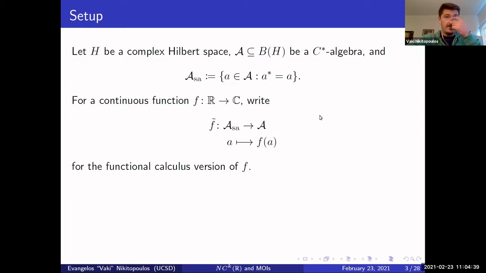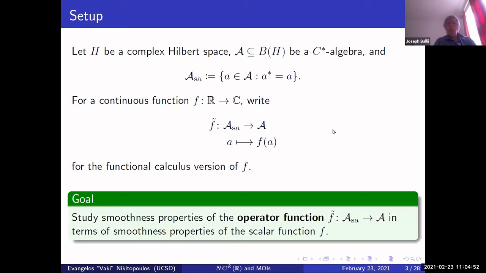Now, my co-advisors at UCSD are Bruce Driver and Todd Kemp, and they had the same advisor, Leonard Gross. And he told them, and they told me, that if you have a function, you should differentiate it. So the goal today is going to be to discuss the smoothness properties of this operator function, F tilde, in terms of the smoothness properties of the scalar function F. This turns out to be a pretty difficult problem.